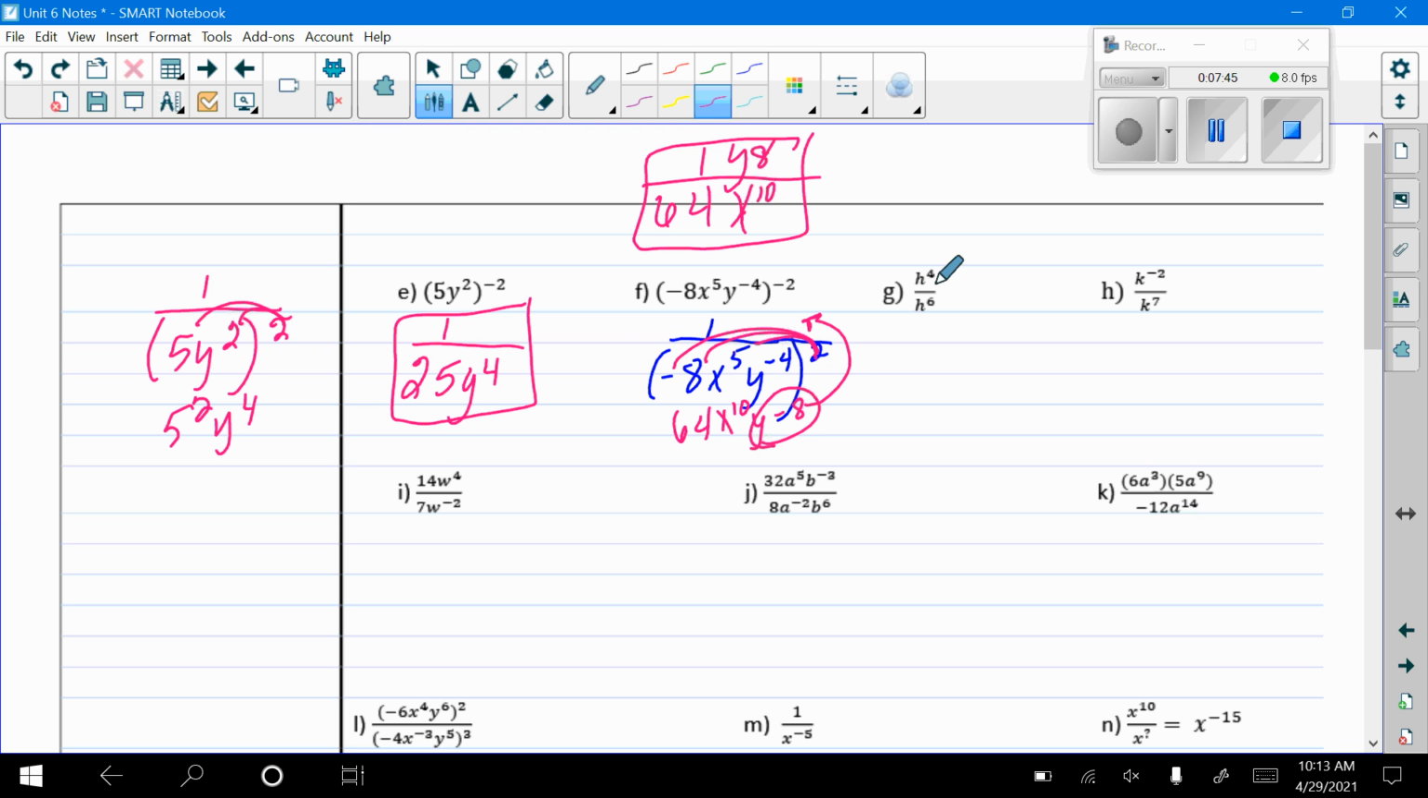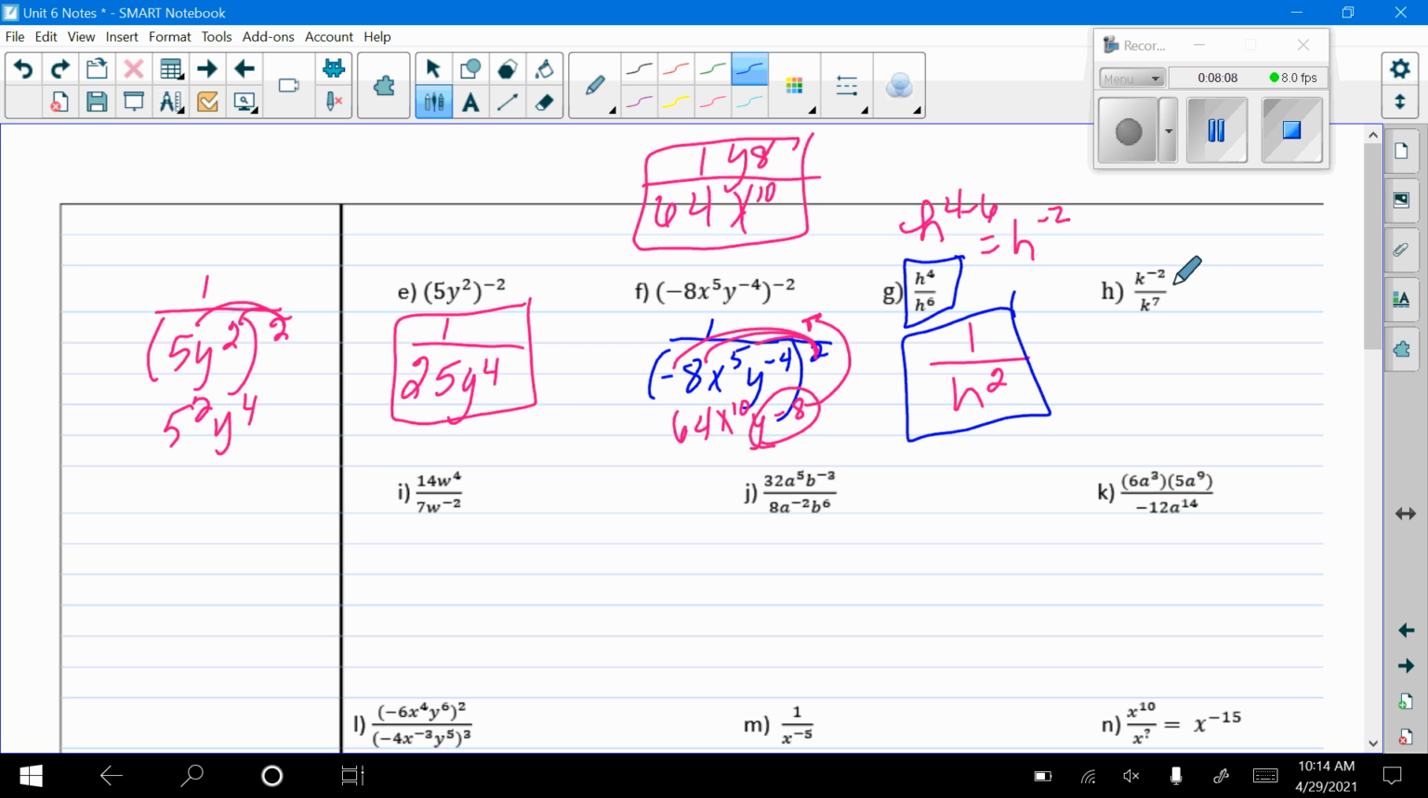The following one, I'm just going to say, well, one way to say it was h to the 4 minus 6, which would give me h to the negative 2, which means it goes to the bottom. So 1 over h squared. Or I could simply say, looking at this, where do I have more, top or bottom? Bottom, by how many? 2. And I get 1 over h squared.